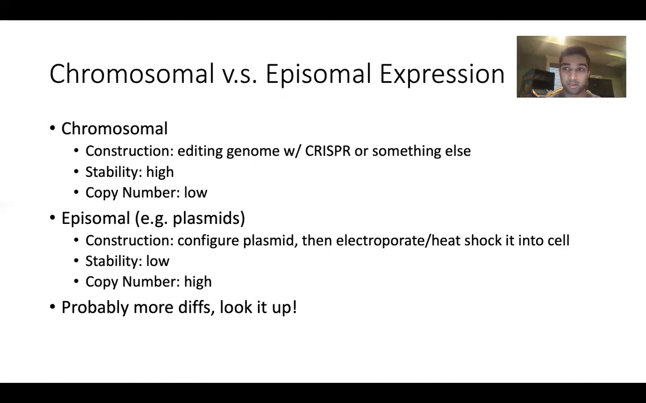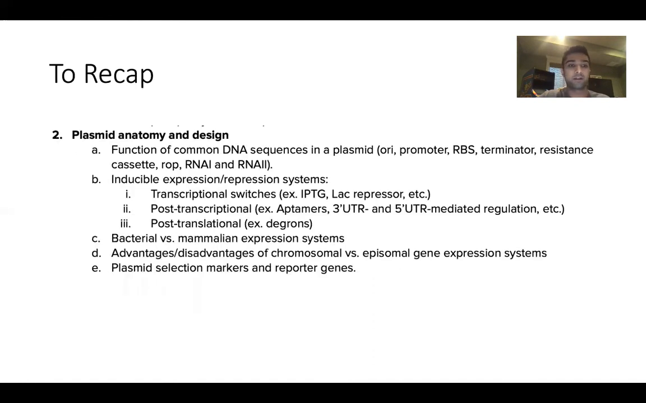Episomal, which would be plasmids, for example, in bacteria, you have to configure the plasmid, like we talked about earlier, and then electroporate or heat shock the cell, and then transform the cells with the plasmid. The stability is low, but the copy number is high, because you can have many plasmids in one cell. There's probably many more differences, so I'd also look this up.